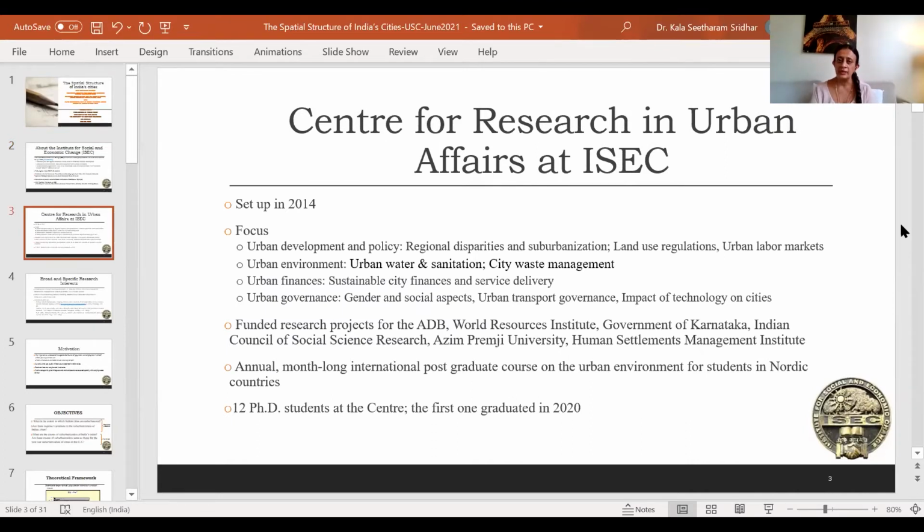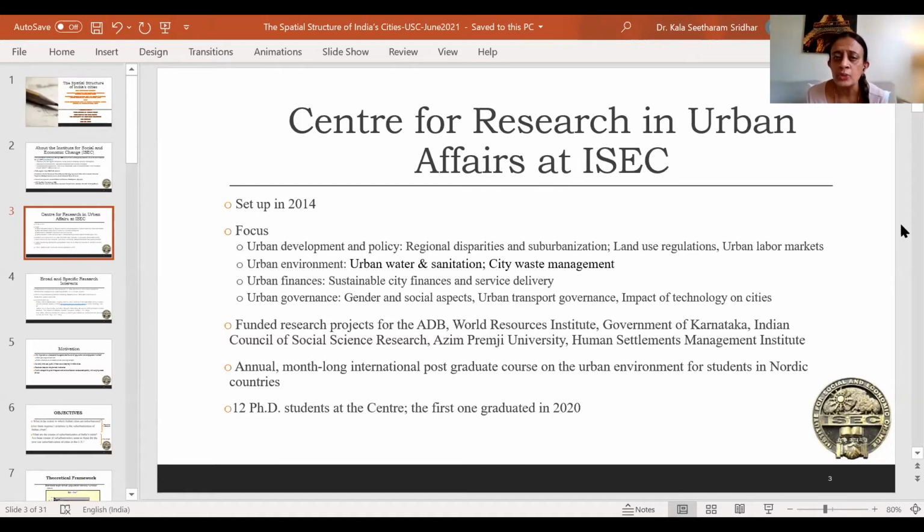The Center for Research in Urban Affairs, at which I'm a professor, was set up in 2014. And basically the focus of this is urban development and policy, urban governance, suburbanization, part of which I'm going to present today, and urban environment. Some of my colleagues work on the impact of ICT and so forth. And we also study city finances and service delivery. And we have done a lot of funded projects for the World Bank, the ADB, the Indian Council of Social Science Research, and Azim Premji University, the Government of Karnataka, Government of India, and the Human Settlements Management Institute.